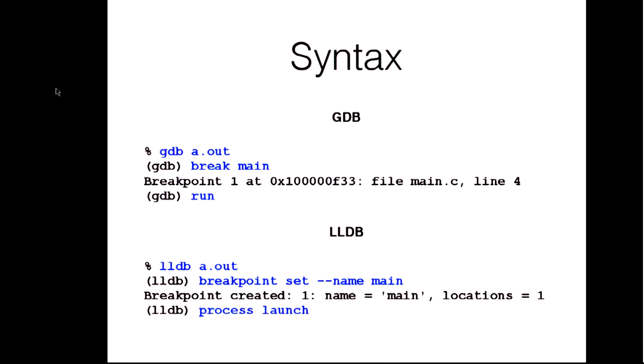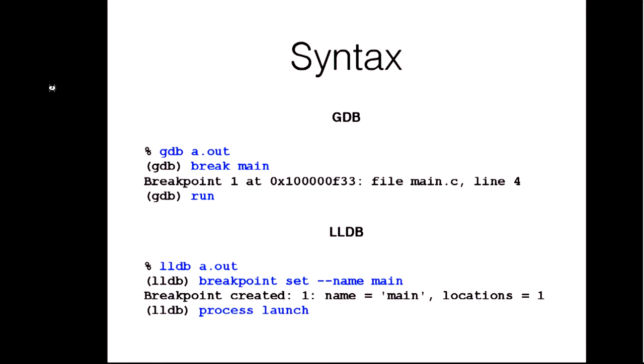And LLDB's command parser was designed from the beginning to try and be very regular and discoverable, so all of the commands are of the form noun, verb, and then options and an argument. So instead of a whole bunch of overloaded breakpoint commands, it would be breakpoint set --name main. This is a little bit verbose, but like GDB, you can use the shortest unique prefix of the entire command name.